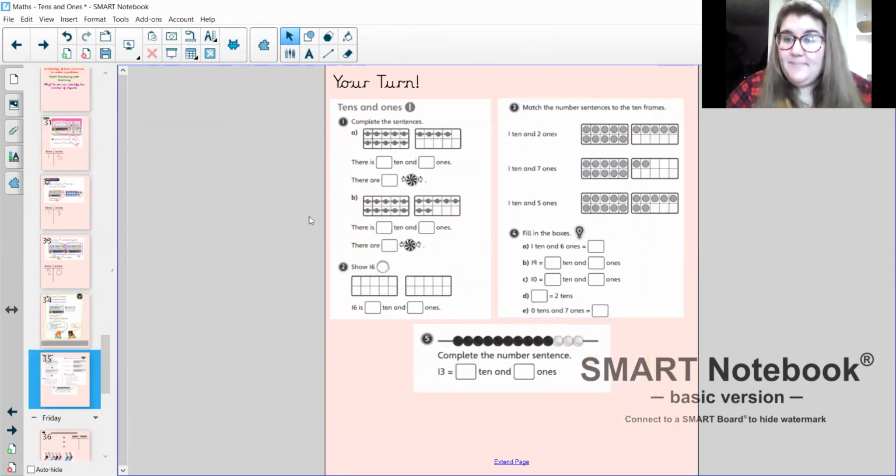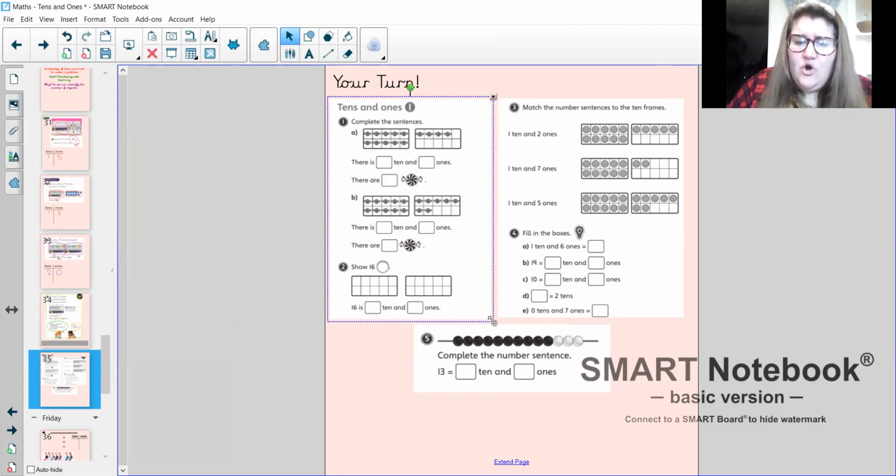So it is going to be your turn now, okay? And you're going to have these sheets. I'm going to put them on Class Story. If you've not got a printer, don't worry. You can just draw them in your books. So number 1, complete the sentences. There is how many 10s and how many 1s? And how many sweets are there altogether?